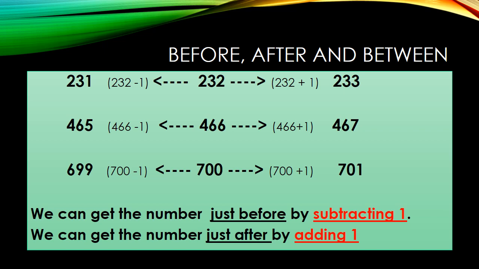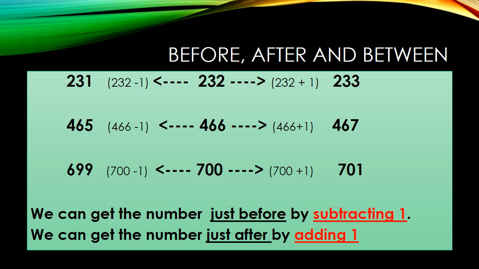After means next number to the given number. Now I will explain you with the example. Look into the picture. The first number, that is 232, is given. What will be the before number of 232? Yes, it is 231. How did we get that? We can get the number just before by subtracting 1.